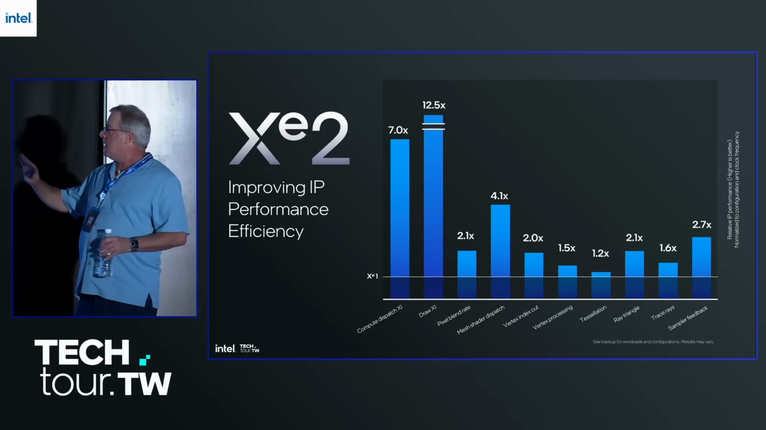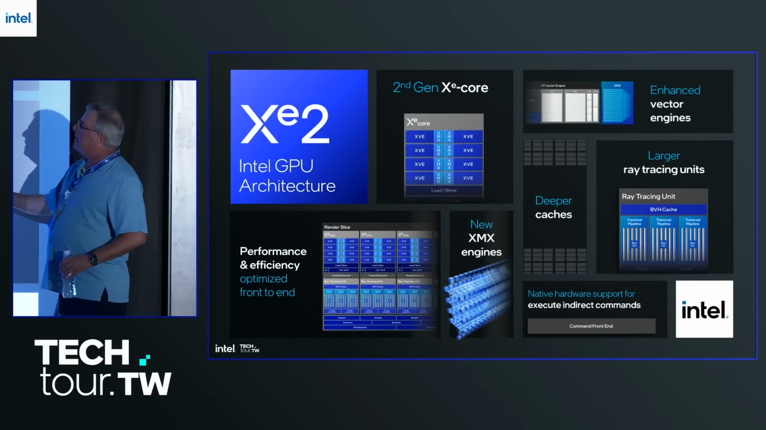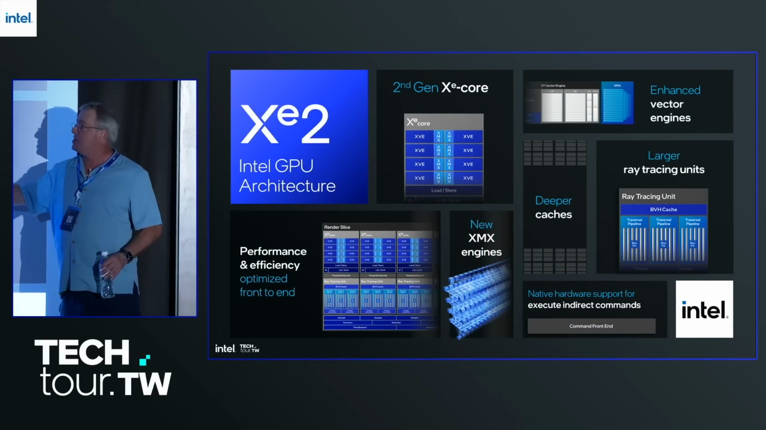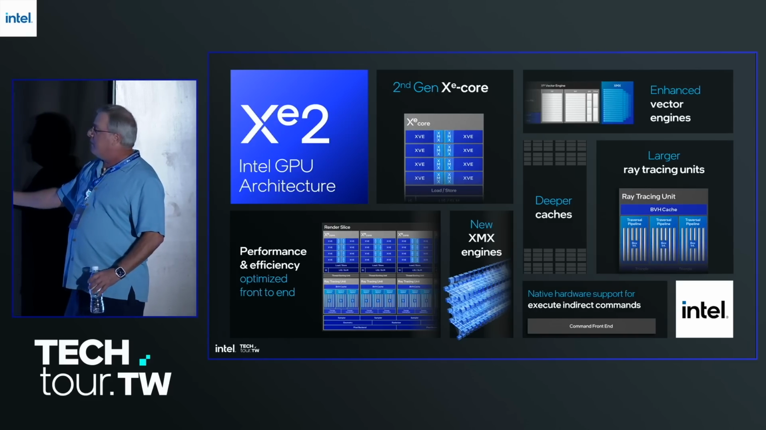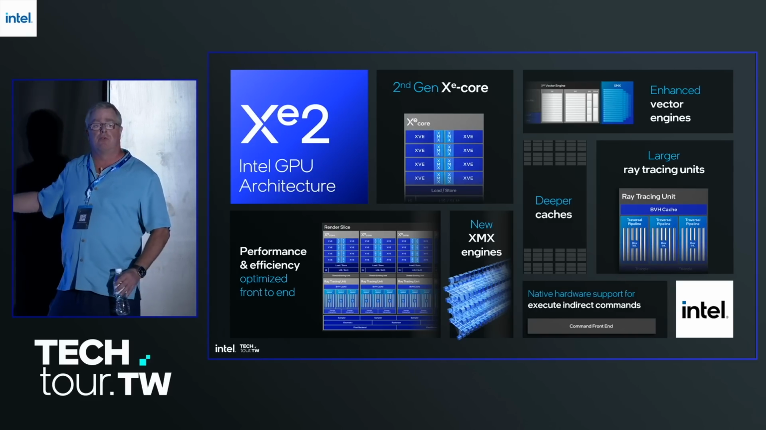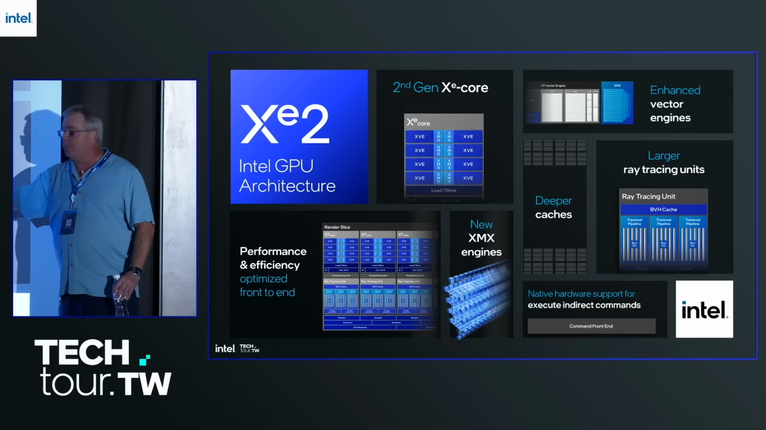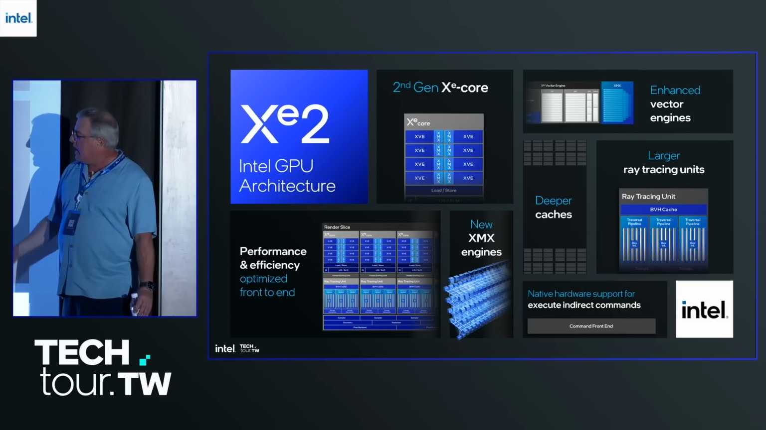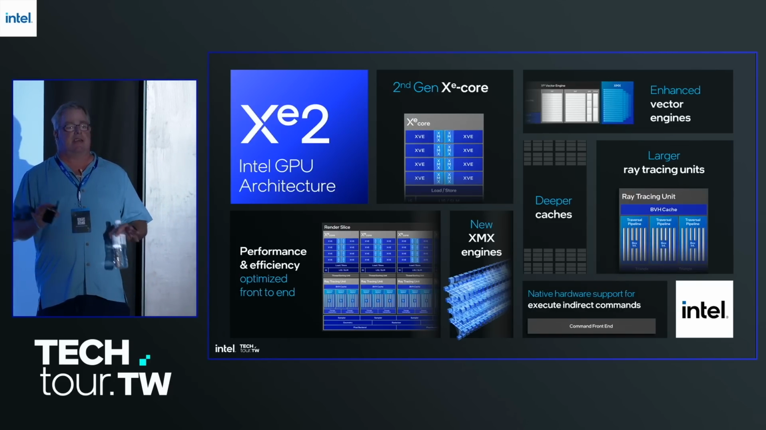Okay, so that's a pretty good summary of where we are with the Xe2 architecture. It's a brand new Xe core. It's our 2nd generation. We have new vector engines that are SIMD16. We've doubled down on ray tracing, 3 traversal pipelines and 2 triangle tests. We have deeper caches. We got a better performing XMX engine, and it's all about performance and efficiency. Okay, that is Xe2 in a nutshell.